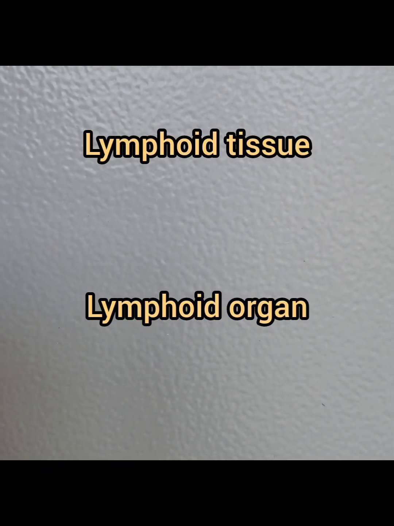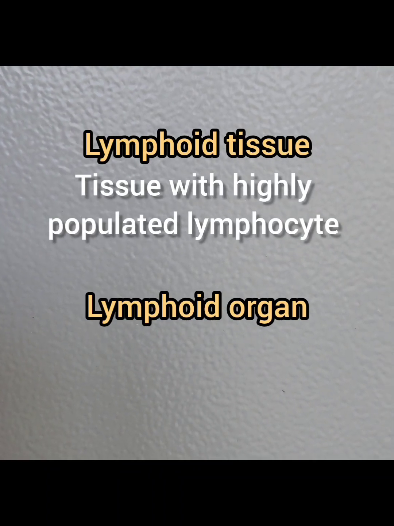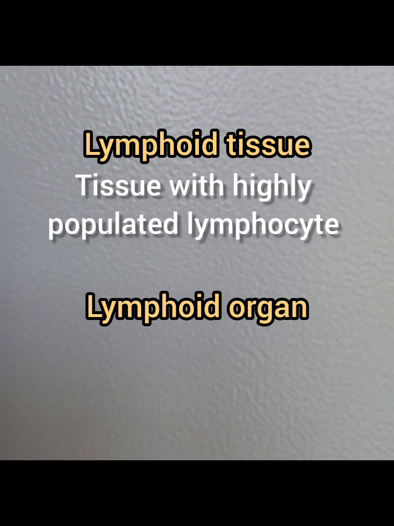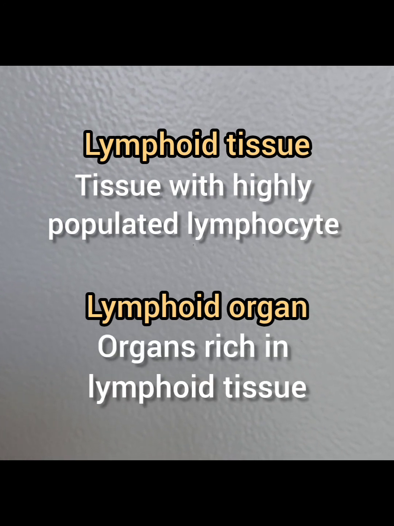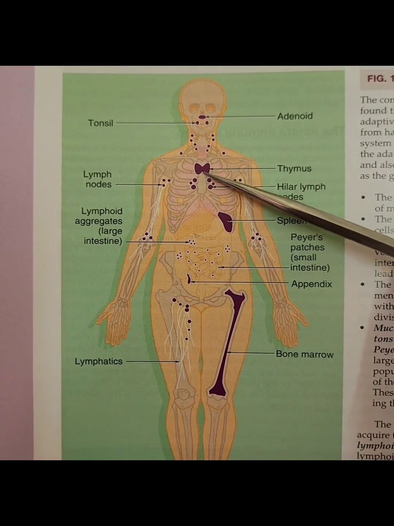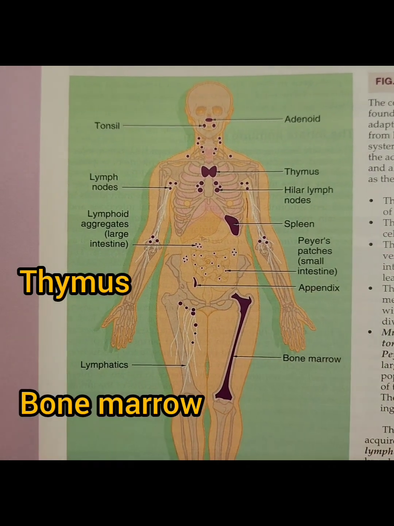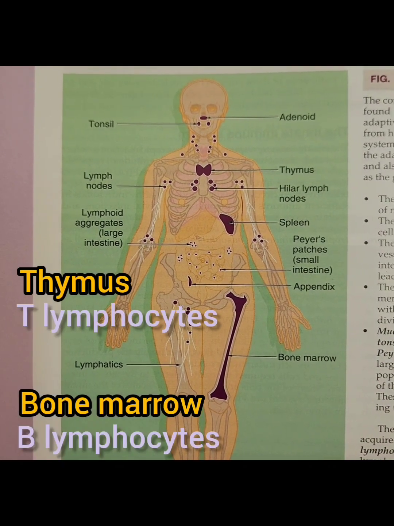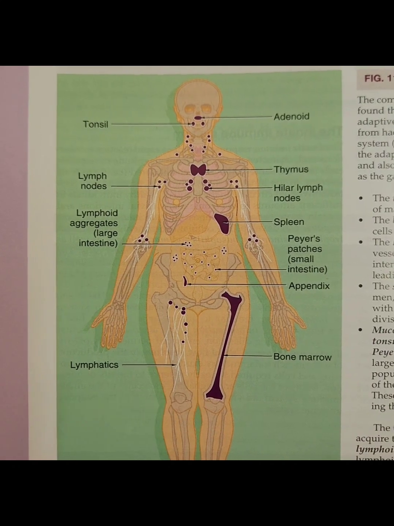A tissue with a high population of lymphocytes and macrophages is called lymphoid tissue. Anatomical entities that are significantly made up of lymphoid tissue are called lymphoid organs. Thymus and bone marrow are primary lymphoid organs where T lymphocytes and B lymphocytes mature, respectively.